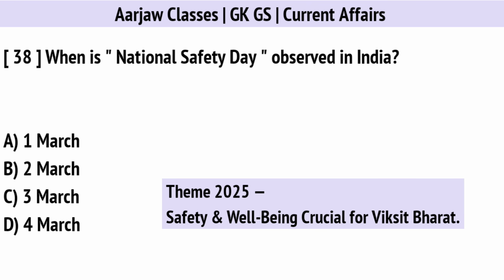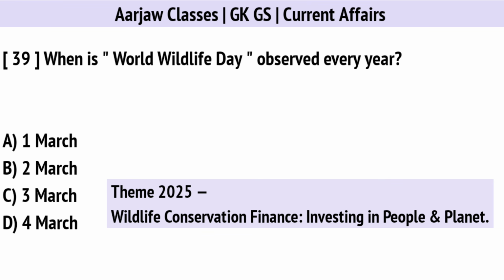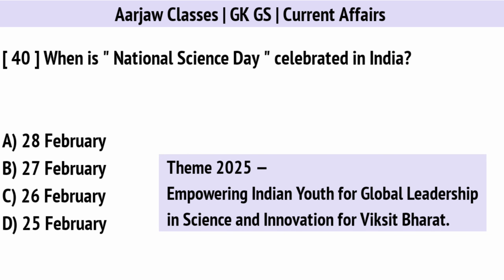When is National Safety Day observed in India? Right option is D, on 4th March. World Wildlife Day observed every year on which date? Correct option is C, on 3rd March. When is National Science Day celebrated in India? Correct option is A, on 28th February.